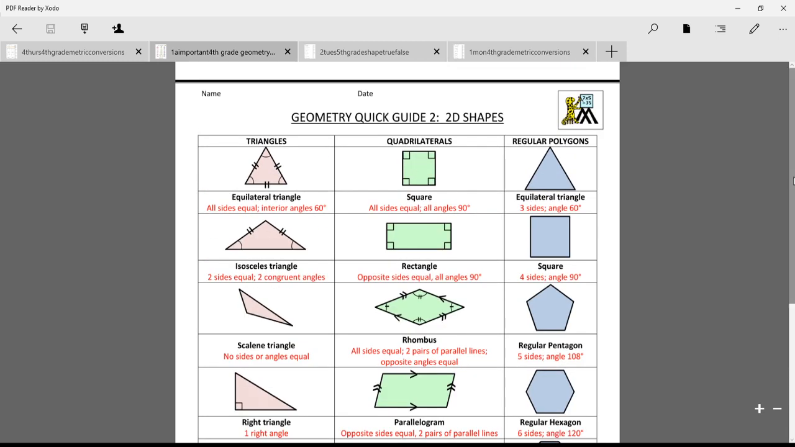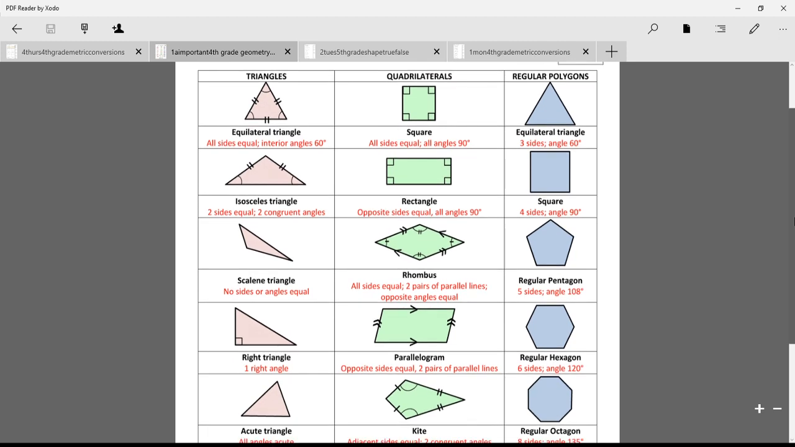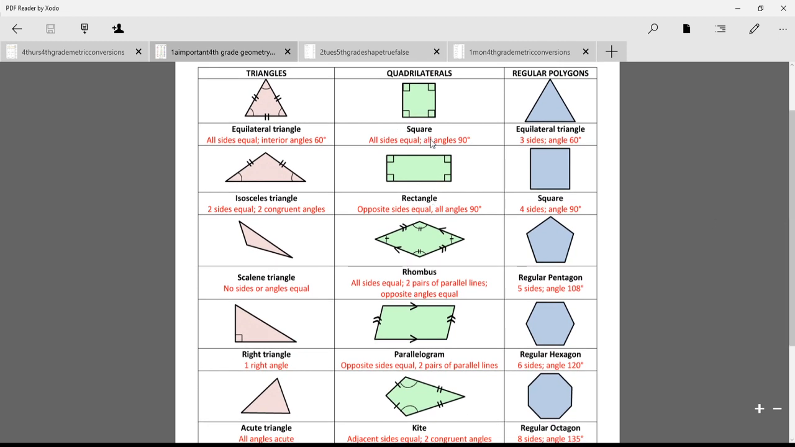So we have a square. All sides are equal. All angles are 90 degrees. Rectangle: opposite sides equal, all angles are 90 degrees. So technically a square is also a rectangle. It's also a rhombus, I believe, because a rhombus has all sides equal, 2 pairs of parallel lines, and opposite angles are equal.